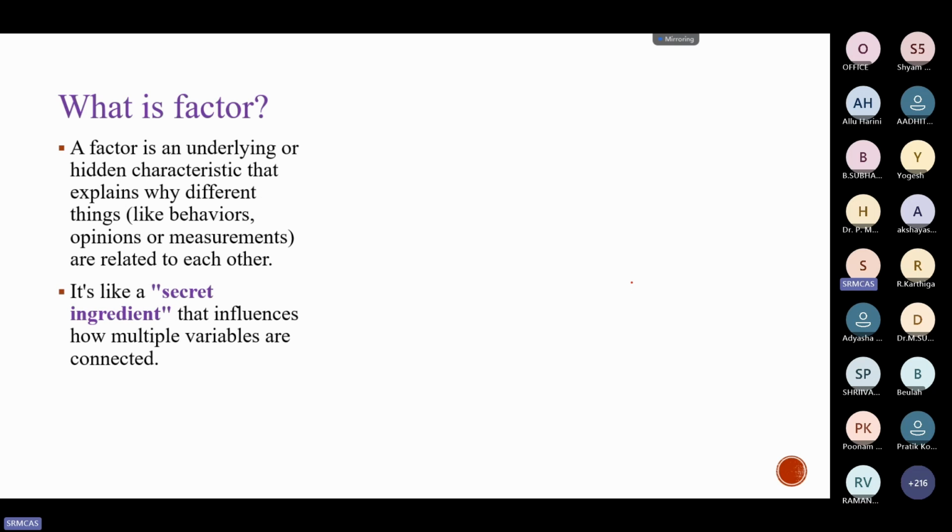So actually, what is a factor? A factor is an underlying or hidden characteristic that explains why different things are related to each other. It's a value explaining how the variance of related variables is measured. It's just an index, an abstract form of the variation expressed by the different variables on the one factor. It's just like a secret ingredient that influences how multiple variables are connected.